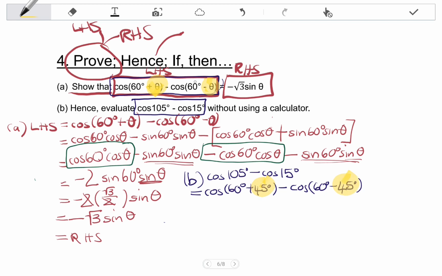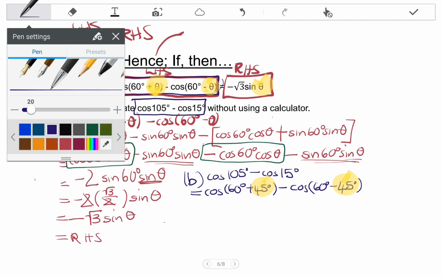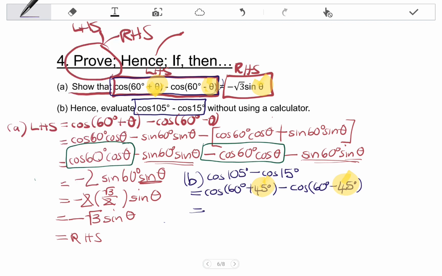Okay, so where I have theta in A, for B I just need to substitute theta with 45. So if this is the left hand side of the expression in A, it equals the right hand side, which is negative root 3 sine, and my theta in this case is 45 degrees. Now 45 is a special angle, so I have negative root 3 sine of 45 is 1 over root 2, which simplifies to negative root 3 over root 2.